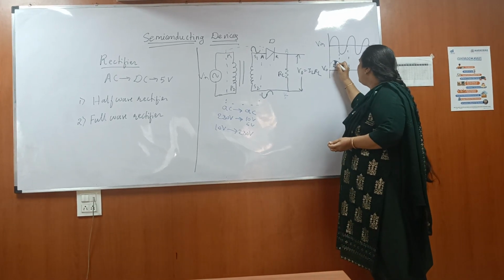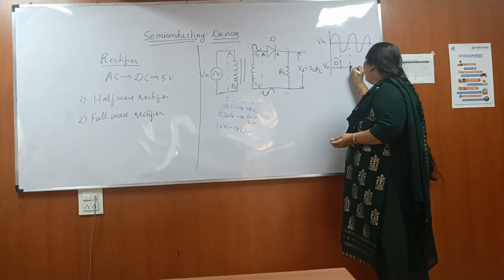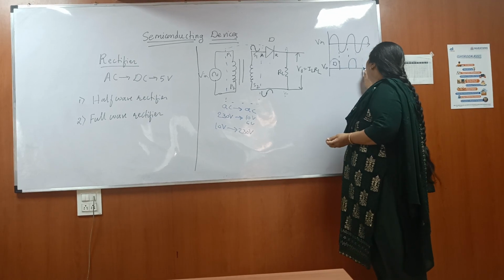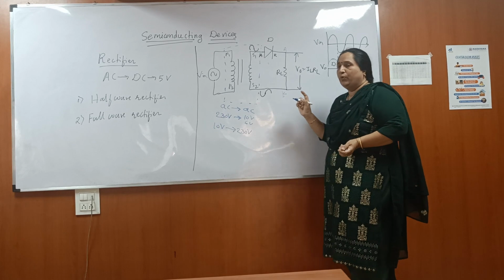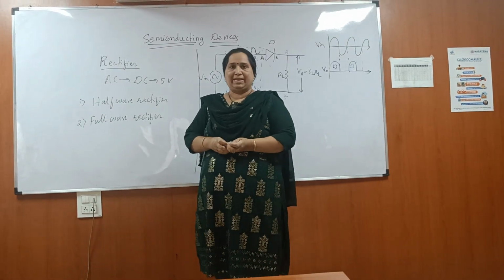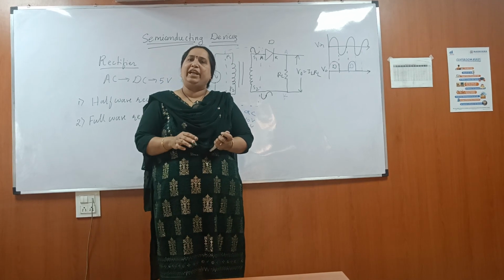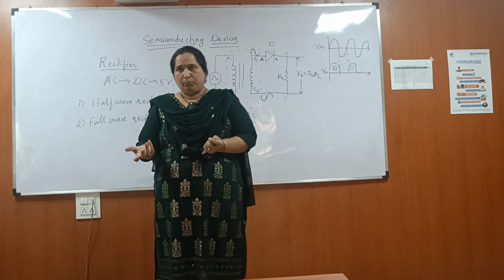So during the positive half cycle it conducts. During the negative half cycle it remains off. Again for the next positive half cycle it conducts. For the negative half cycle it does not conduct. So for each positive half cycle the diode conducts and we get output. For each negative half cycle the diode does not conduct, so we will not get output voltage.